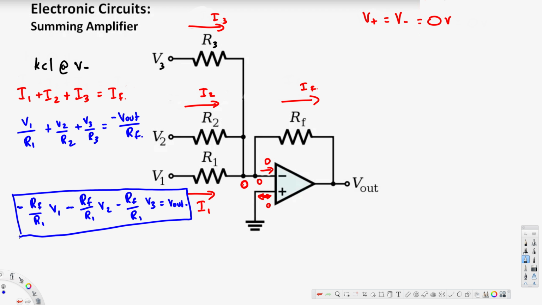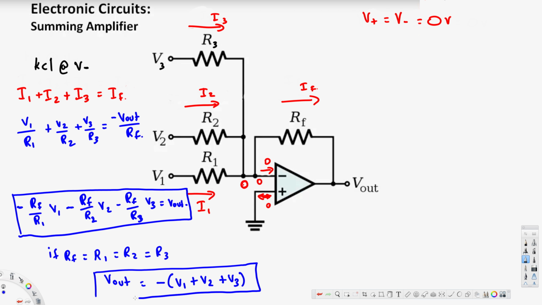And for example, let's say all the resistances are equal. Okay, this one should be R2, this one should be R3. So let's say RF is equal to R1 is equal to R2 is equal to R3. For this kind of case we are going to have a Vout voltage that is equal to negative (V1 plus V2 plus V3), and that's going to be our final answer. I hope this helps. Thanks for watching.